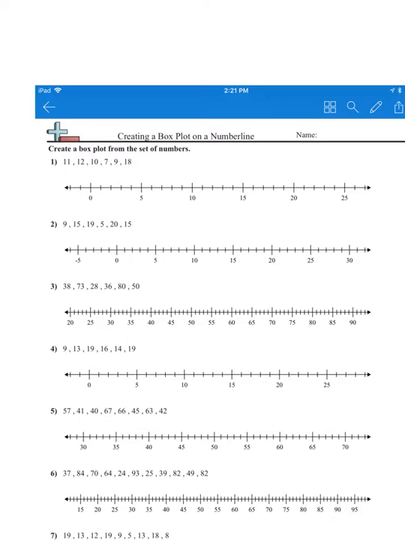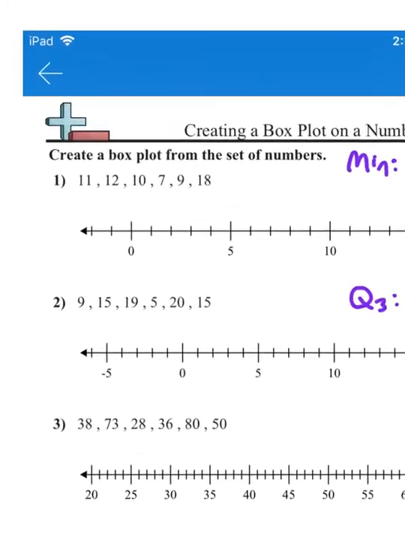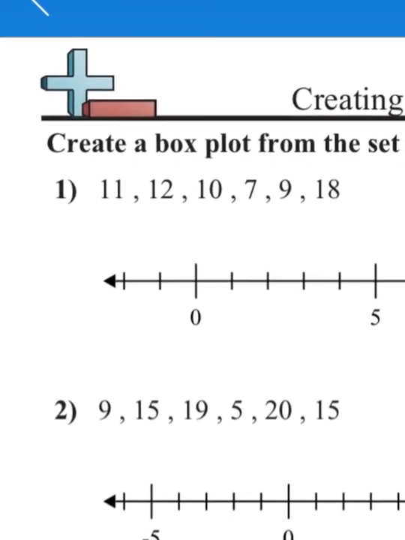So starting with number 1, it says create a box plot from the set of numbers. Now, remember, to do a box plot, you are going to need these 5 things. You're going to need your minimum. You're going to need your maximum. Remember, biggest and smallest number. You're going to need Q1. You're going to need Q3. And you're going to need your median. If you get those 5 numbers, you just got to put them as dots on your number line. So what I want you to do is pause the video and find those 5 things with this list of numbers here. Remember, you got to put them in least to greatest order. Okay, go ahead, pause it, restart it when you have those 5 things. Go.